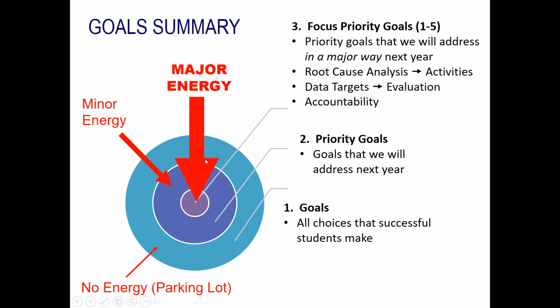That the things that are on the outside, we're not worrying about working on those, and so we're not going to put any energy into helping kids make those choices. Even though we know they're good choices, we're not going to put any energy into it right now. Then we're going to put minor energy into our priority goals. Those are the ones that we're working on. And then the hammer goals, or the focus goals, we're really going to focus, we're really going to spend some energy there. So today, what we want to try to figure out is what should these hammer goals or the focus goals be?